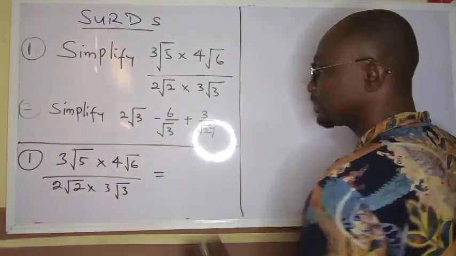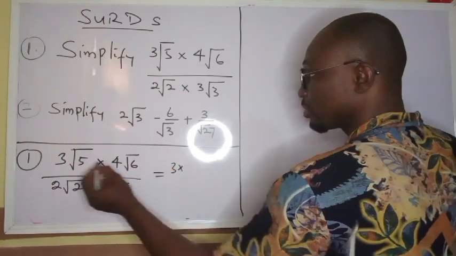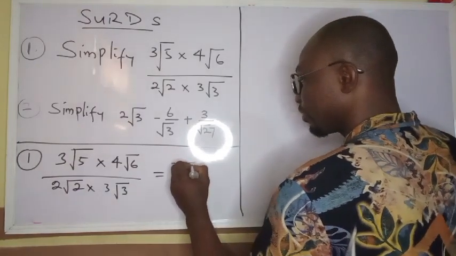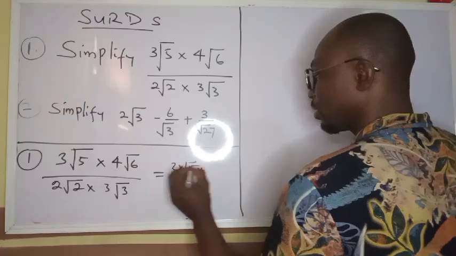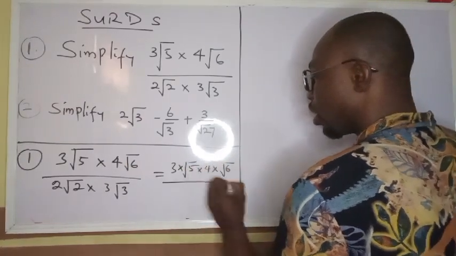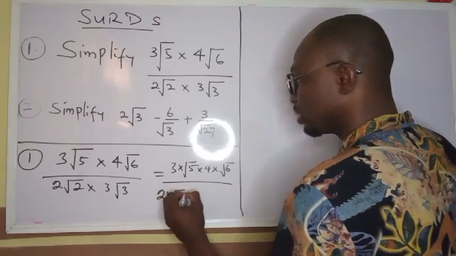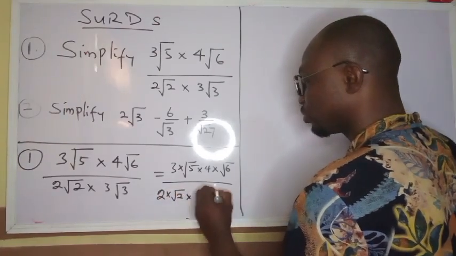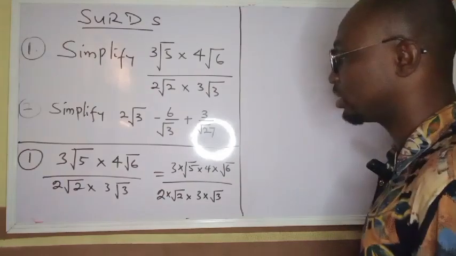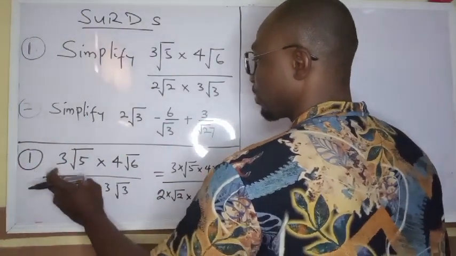Now this is the same thing as 3 times root 5 times 4 times root 6 all over 2 times root 2 times 3 times root 3. So what I just did is I just split the surds.